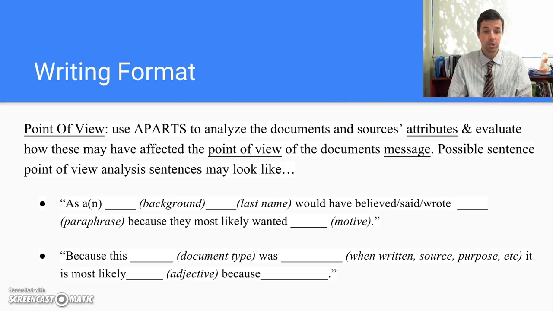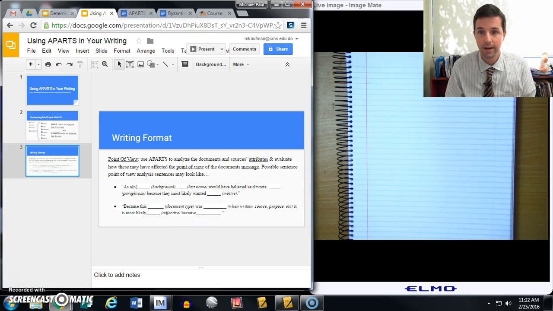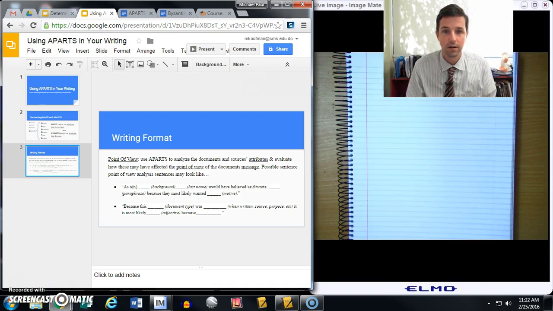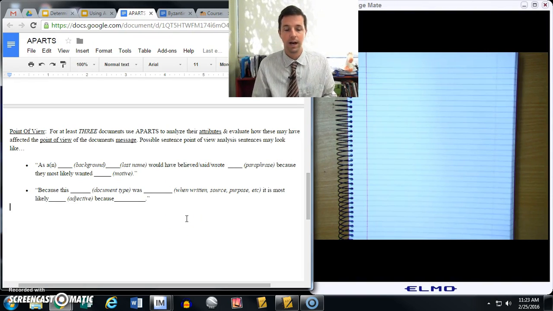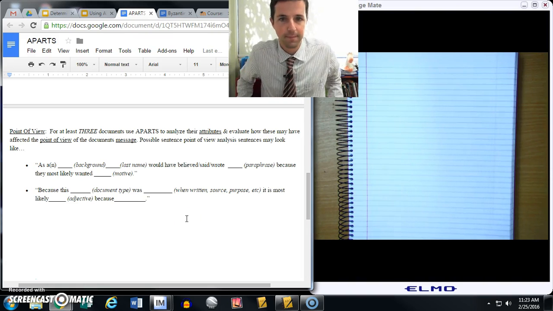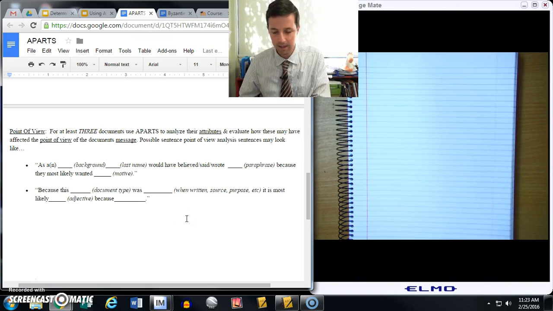Because this speech, or document type, was written at the time and in Athens, it is a reliable source because he was involved in politics and involved in Athenian and Greek government. So that's what it sounds like. But let's take a look at what that looks like in my writing. All right, so here I have my notebook over on the right side, and I have my template over on this side. So let's go back to the beginning.